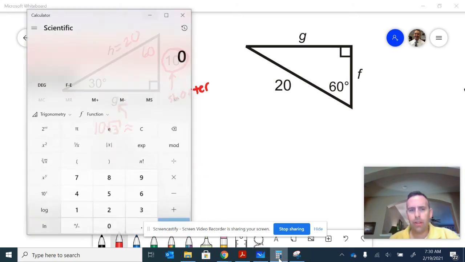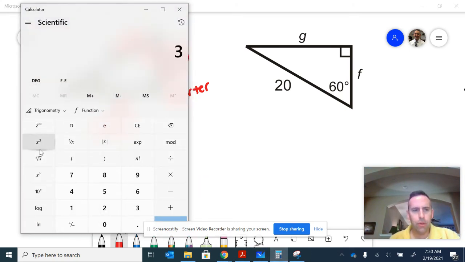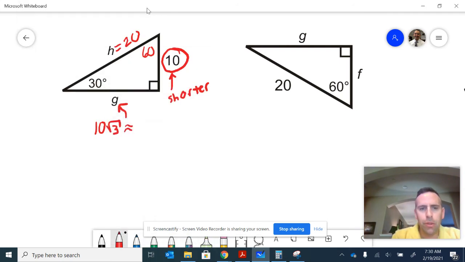Well, if we use our calculator to approximate that, I can do the square root of 3 and then multiply that by 10 to get our answer of approximately 17.32. All right. So I was able to find all those lengths quickly and efficiently without using the Pythagorean theorem. Let's look at the second example there.